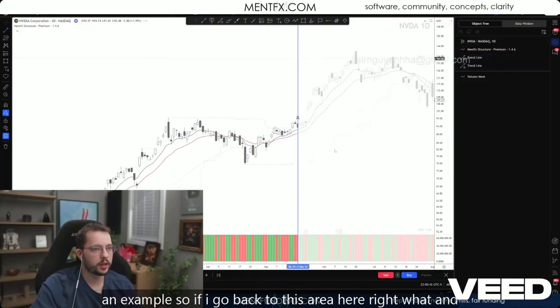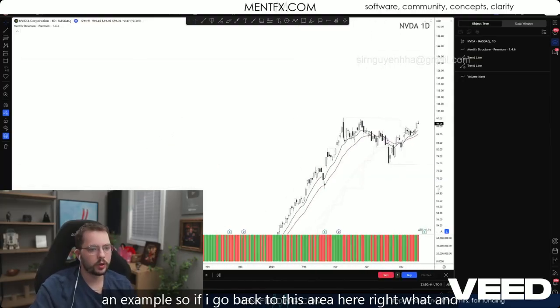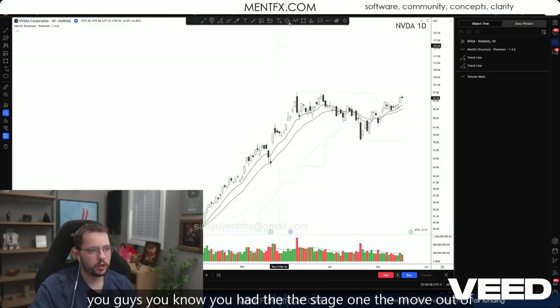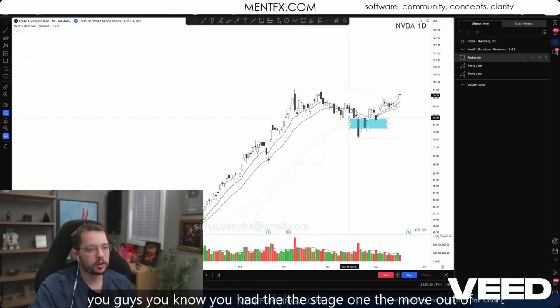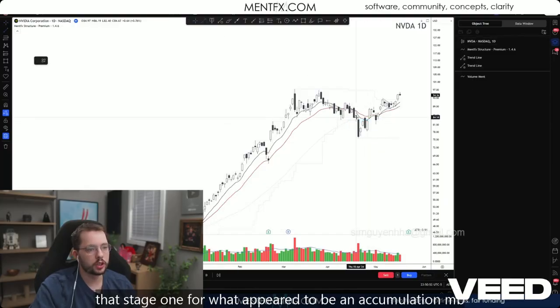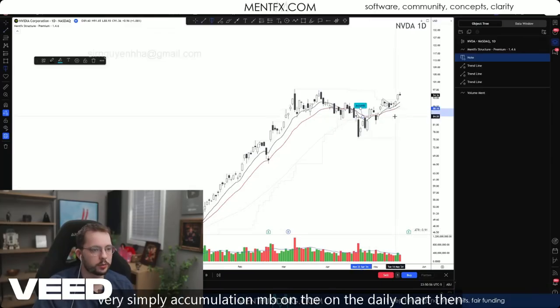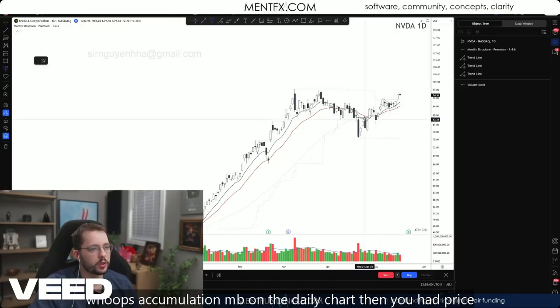So if I go back to this area here, and again, we can do this as we're here in front of you guys, you had the stage one, the move out of that stage one for what appeared to be an accumulation MB, kind of around this area. So if I had to label all this, very simply, accumulation MB on the daily chart.